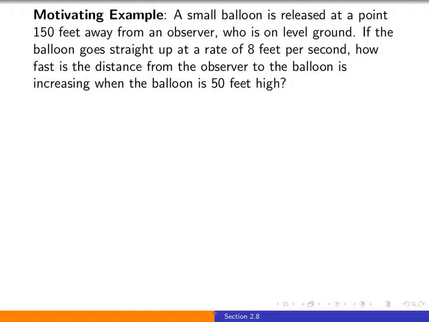A small balloon is released at a point 150 feet away from an observer who is on level ground. If the balloon goes straight up at a rate of 8 feet per second, how fast is the distance from the observer to the balloon increasing when the balloon is 50 feet high?